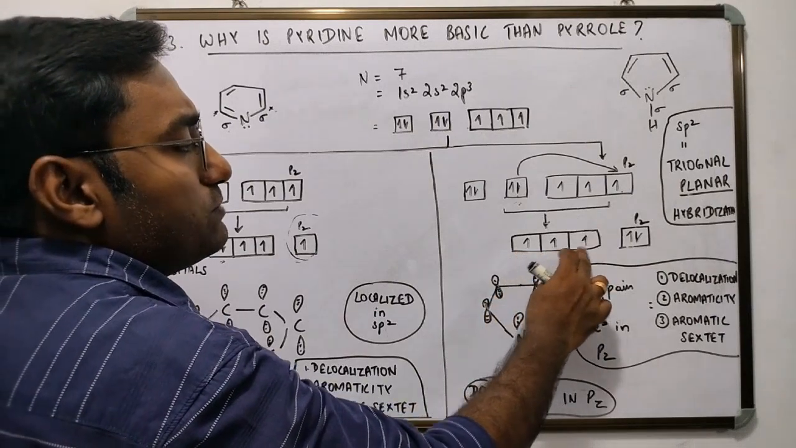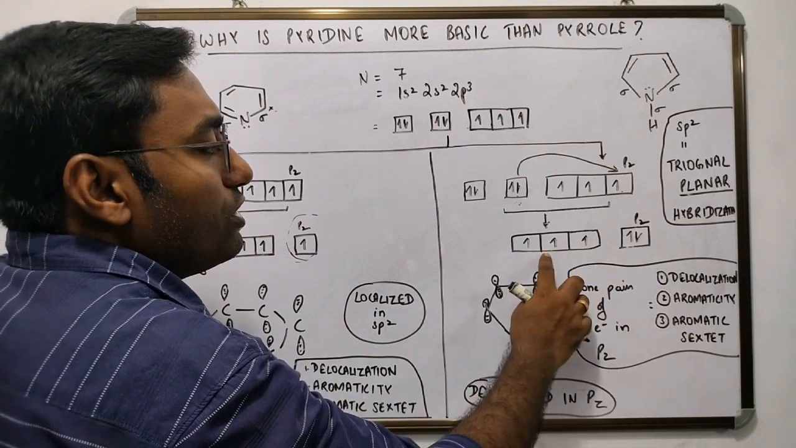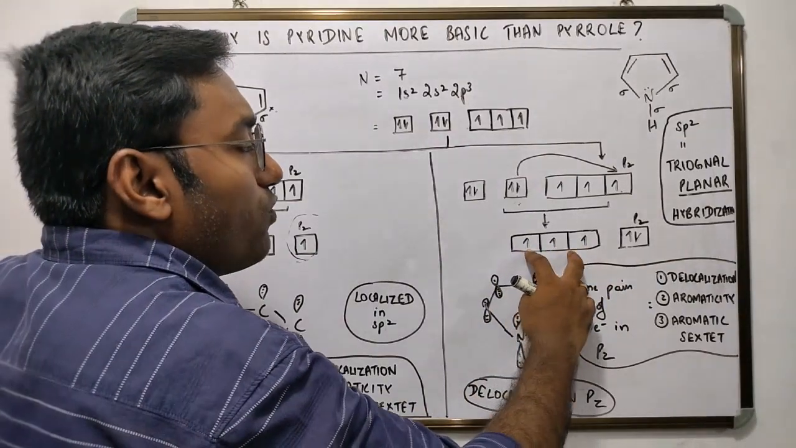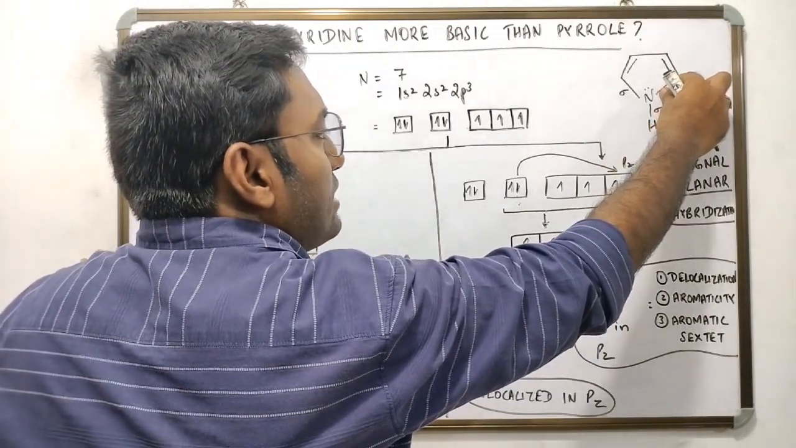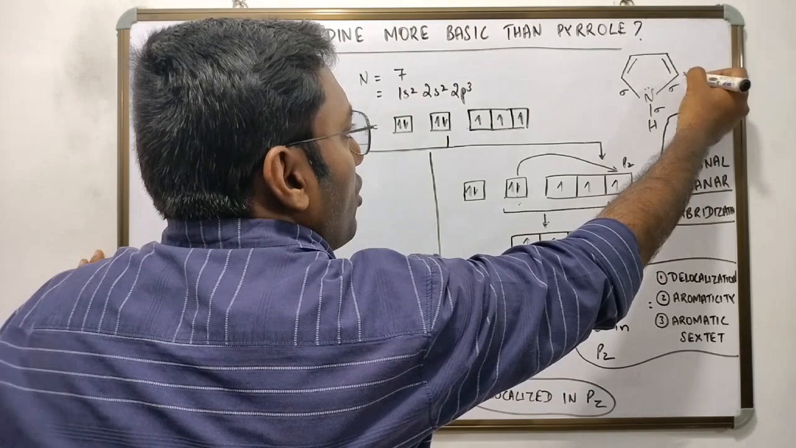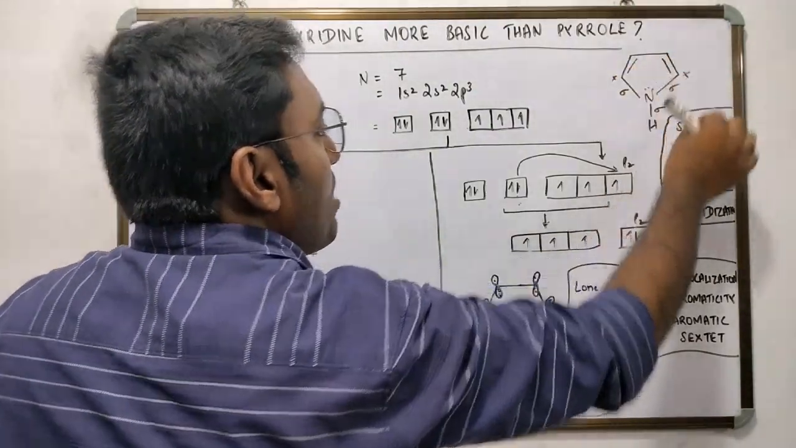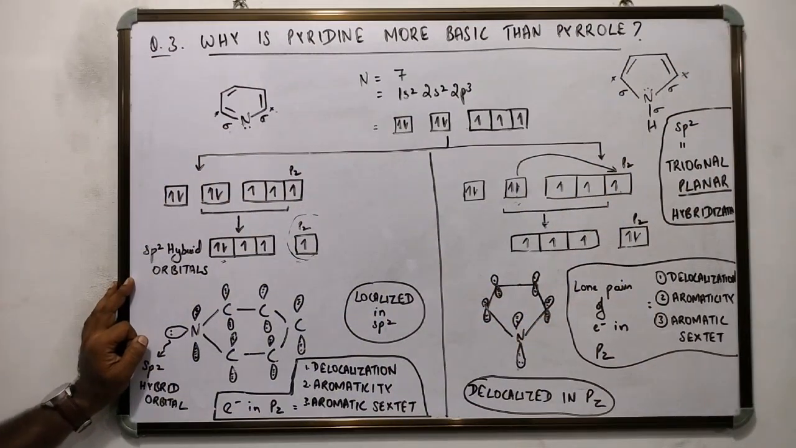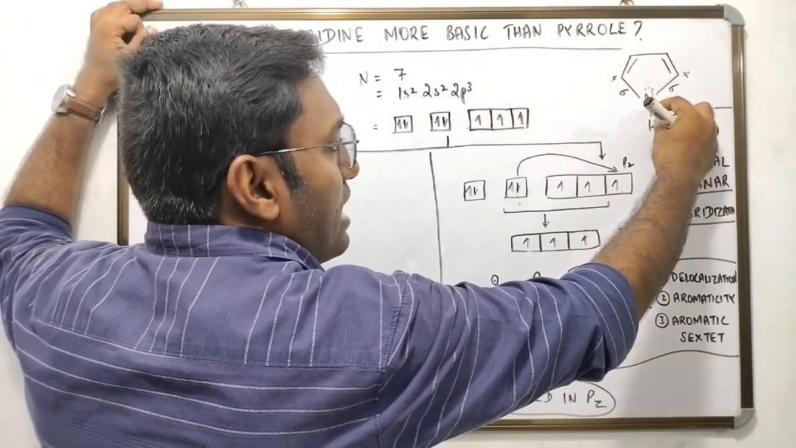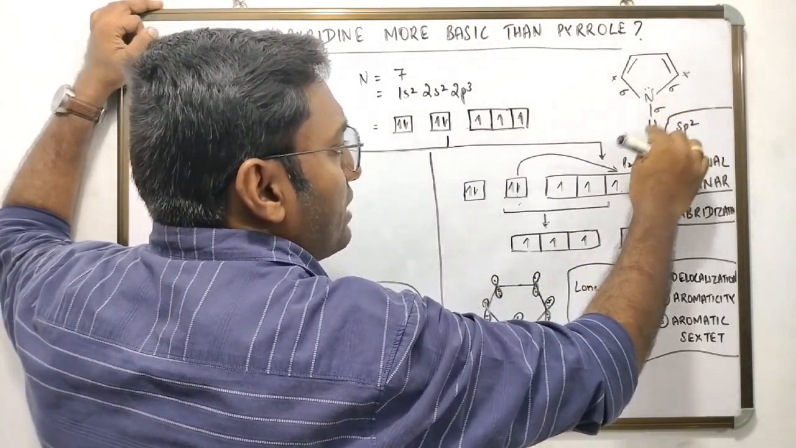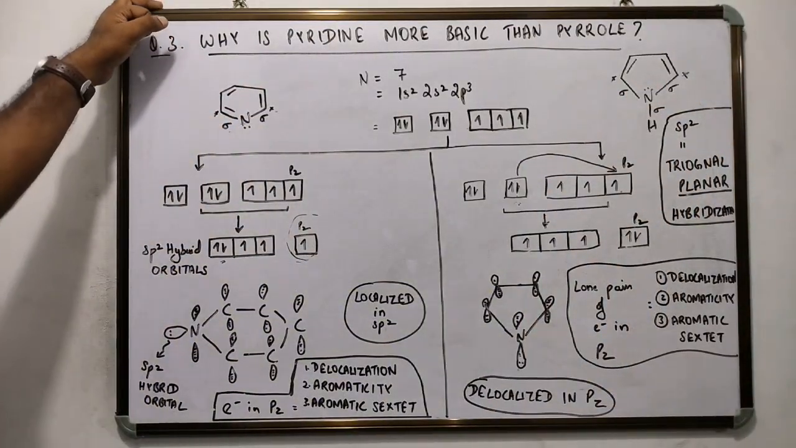Each of the sp2 hybrid orbitals now consists of one electron, and two of them go for a head-on overlap with the sp2 hybrid orbitals of carbon on either side to form the N-C sigma covalent bond. One of the sp2 hybrid orbitals goes for a head-on overlap with the s orbital of hydrogen to form the N-H sigma covalent bond.